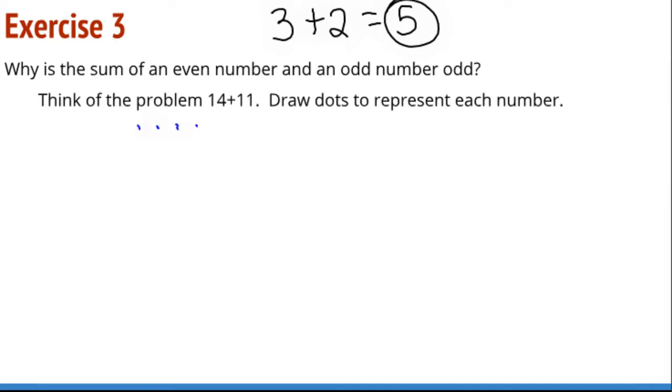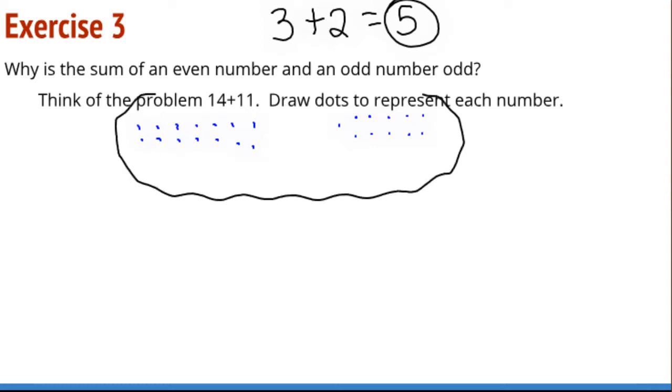1, 2, 3, 4, 5, 6, 7, 8, 9, 10, 11, 12, 13, 14. So there's my 14. And then I've got 11. 1, 2, 3, 4, 5, 6, 7, 8, 9, 10. And there's my 11. And I'm trying to combine all of this. 14 plus 11, I'll have 25 dots, which is an odd number. And the question is, why is it odd?